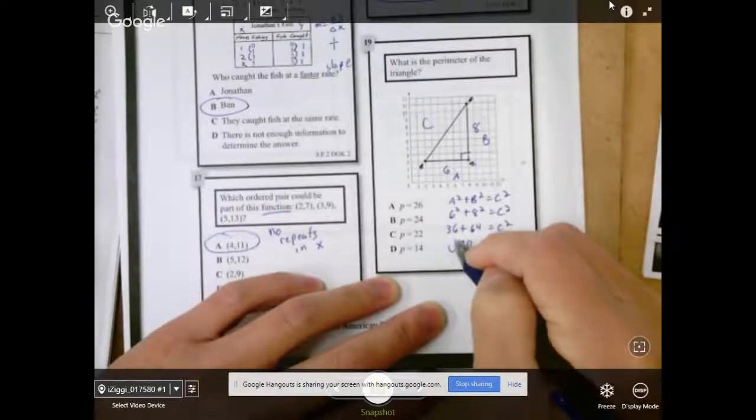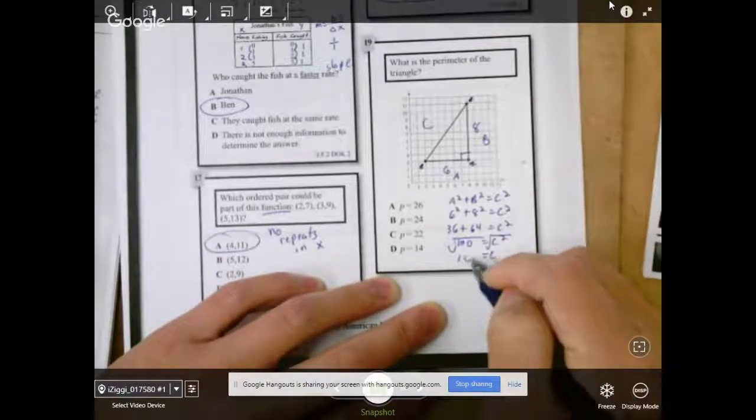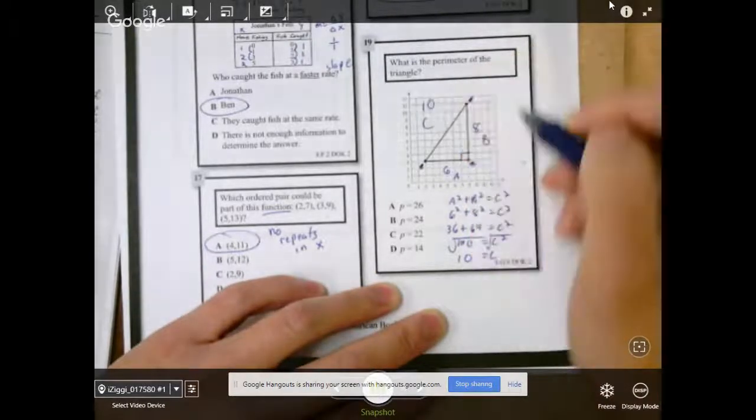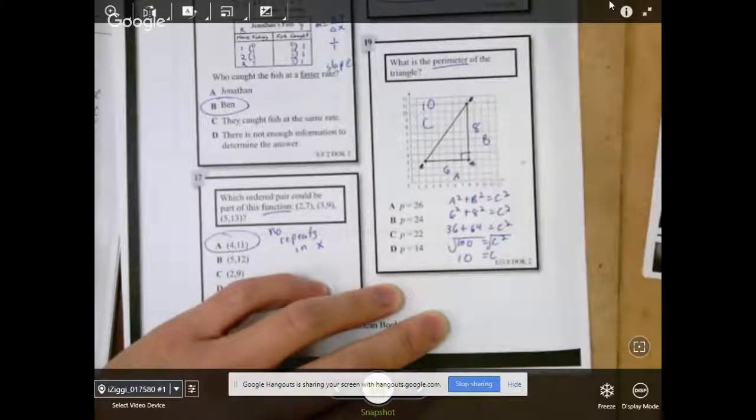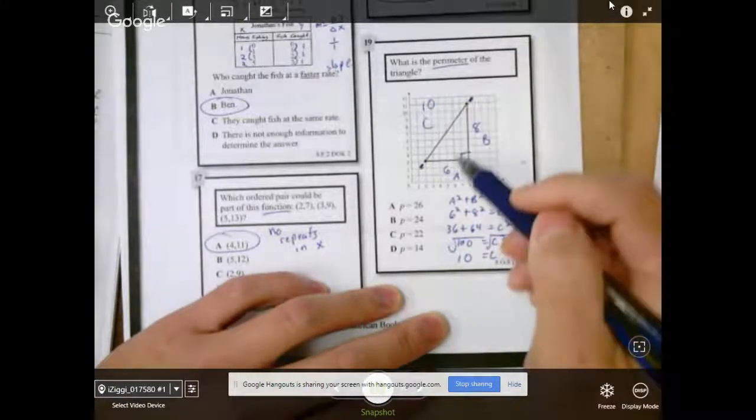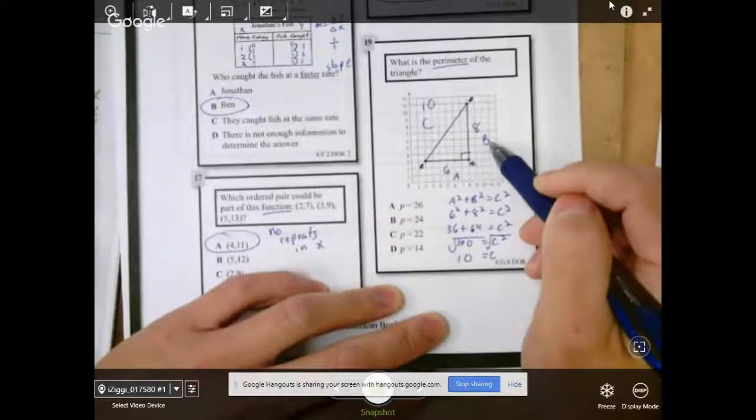Now it wants the perimeter. So I have to add up all the sides. 6 plus 8 is 14. 14 plus 10 is 24. Okay.